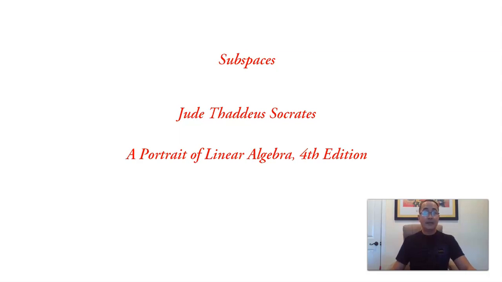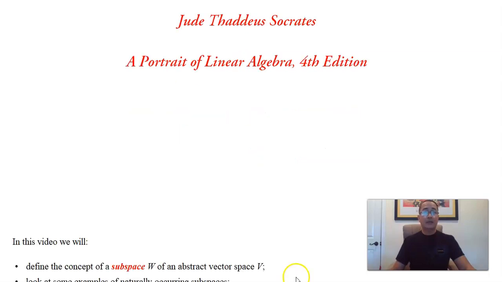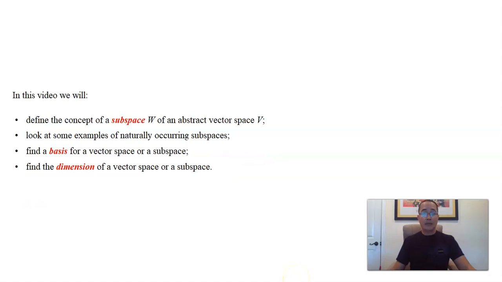Our video today is about subspaces. Now, of course, way back in chapter 2, we saw the concept of a subspace of a Euclidean space, Rn. So, of course, today we are going to generalize that concept to a subspace W of an abstract vector space V. Okay, so this time I didn't bother to write down the addition and the scalar multiplication.